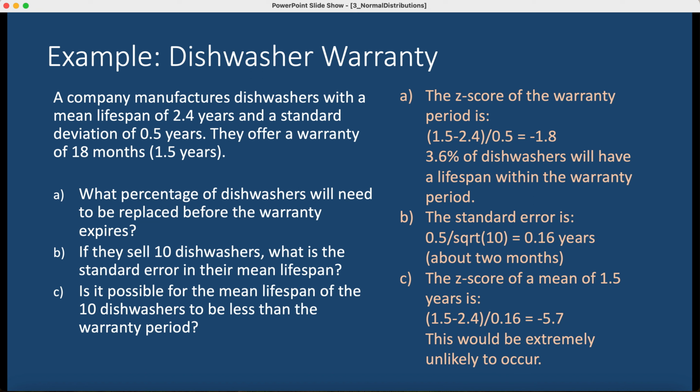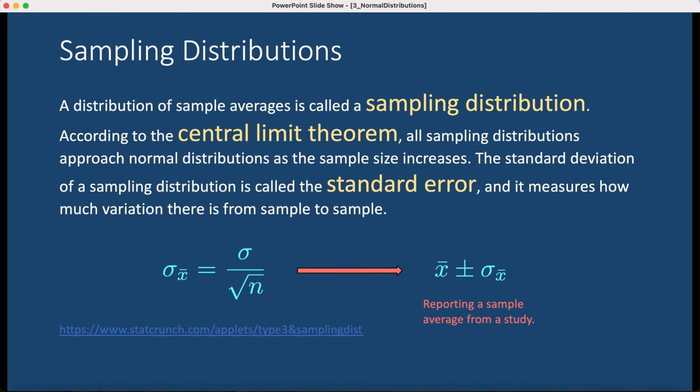Like, say you were running an apartment building, or you were managing a restaurant, you had dishwashers in different places, and you needed to replace things occasionally. If you're starting to think about a sample of them, what's going to be the variation there? In that case, we want the standard error, which is the standard deviation of the sampling distribution. So if I go back here, a sampling distribution, according to the central limit theorem, is going to be a normal distribution.